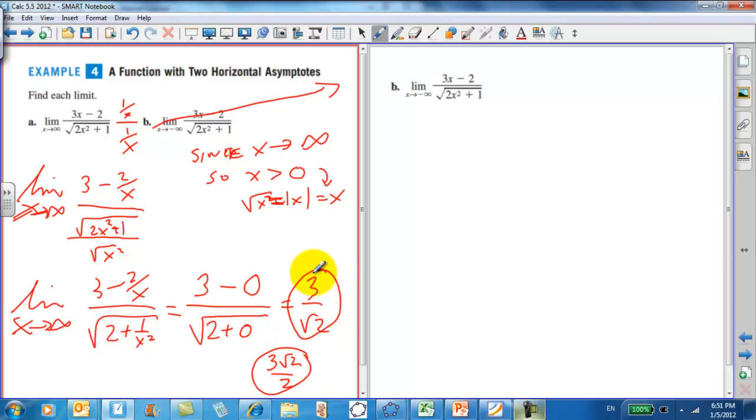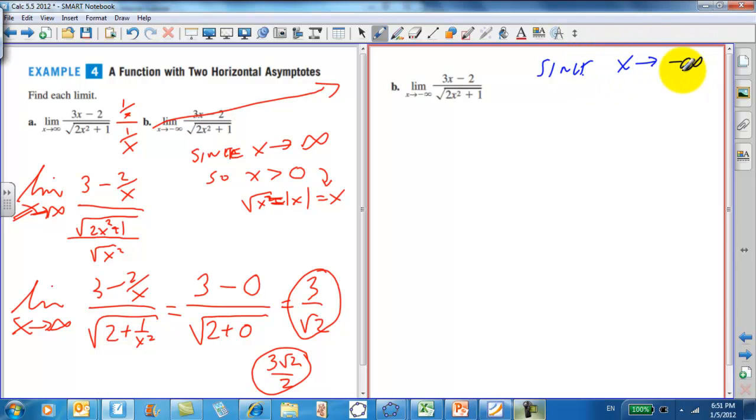So that's the limit in that direction. Kind of like these leading coefficients here. If you kind of ignored the plus 1, you'd have the square root of 2 times x there. Now, in this other scenario, though, since x is approaching negative infinity, that means x is less than 0. So the square root of x squared, which equals the absolute value of x, is equal to the opposite of x. So x will equal the opposite of the square root of x squared. So that's going to have a bearing on how this works out.